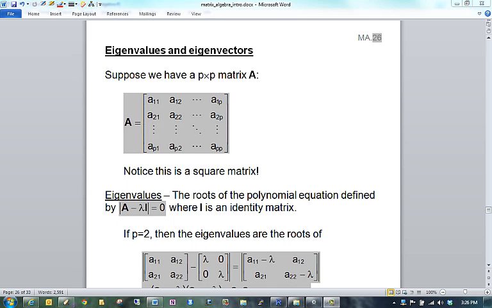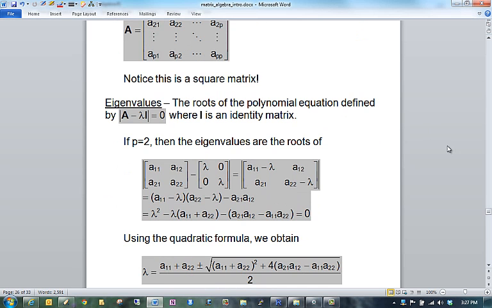Okay, our next topic is going to be about eigenvalues and eigenvectors. So again, let's suppose that we have a square matrix, p by p in dimension. Then we can define what are called eigenvalues of a matrix A as follows. I take my matrix A, and then I subtract off an identity matrix that's appropriately sized, where this identity matrix is multiplied by some constant that I'm going to call lambda.